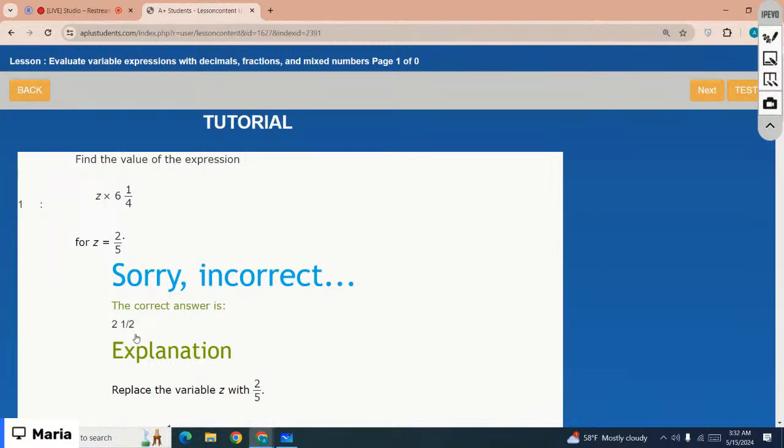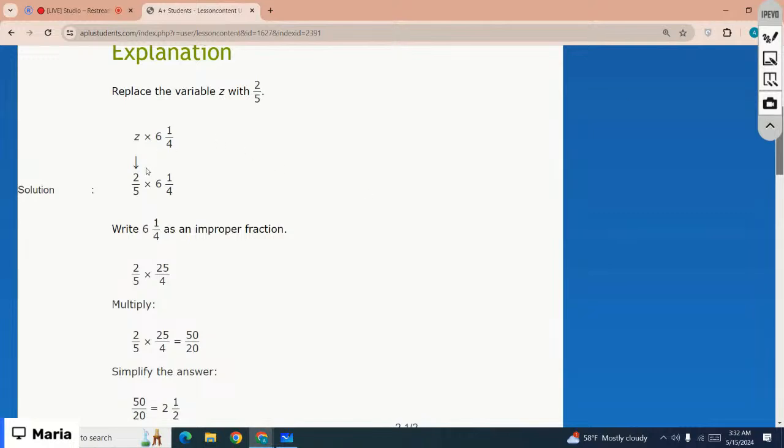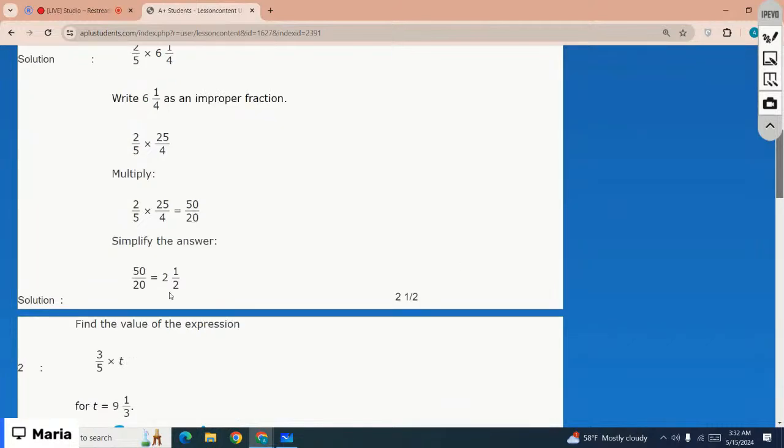So the first one is find the value of the expression z times 6 whole 1 over 4, and you have to evaluate for z equals 2 over 5, right? So simply replace the variable with the value, that is 2 by 5 times 6 whole 1 by 4. When you convert 6 whole 1 by 4 to an improper fraction, that is 25 over 4, right? Simply multiply 25 times 2 is 50 and 5 times 4 is 20. That is 50 over 20, right? You can divide them and write the answer again in the mixed number form.